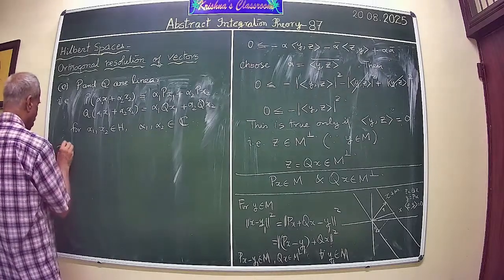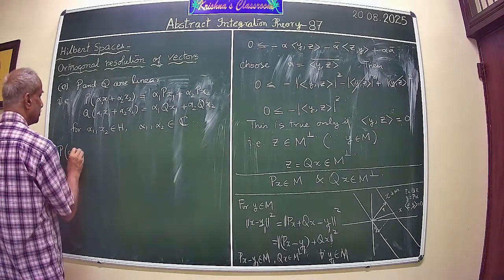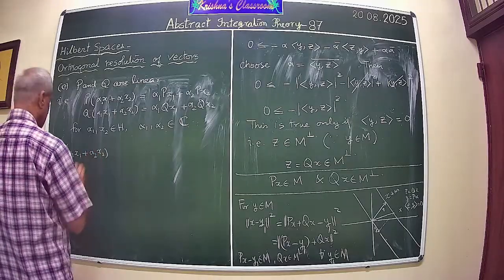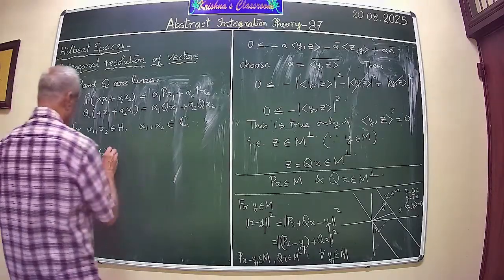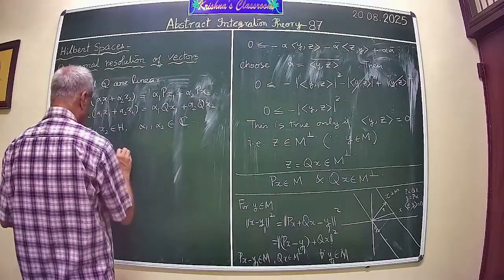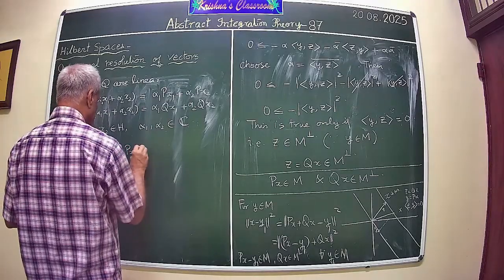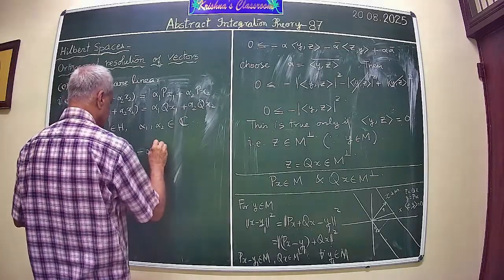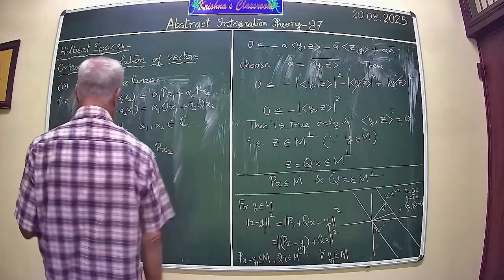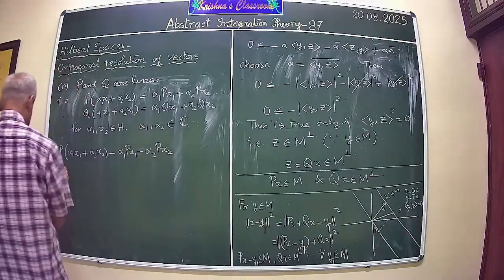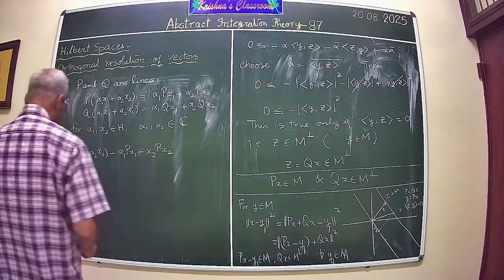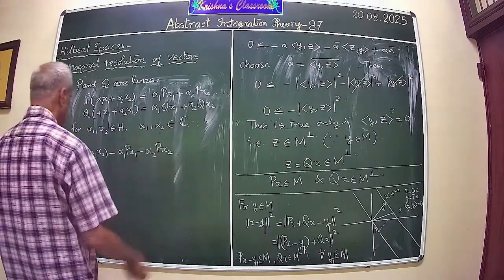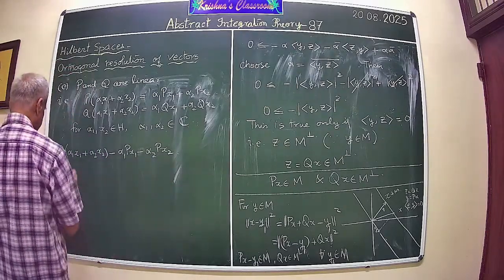So P of alpha 1 x1 plus alpha 2 x2 minus alpha 1 Px1 plus alpha 2 Px2. This let us compute. Now this is equal to, see, P and Q, there is a relation, so we write it in terms of Q. So what do you get?